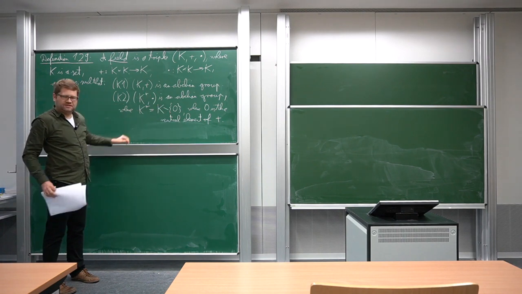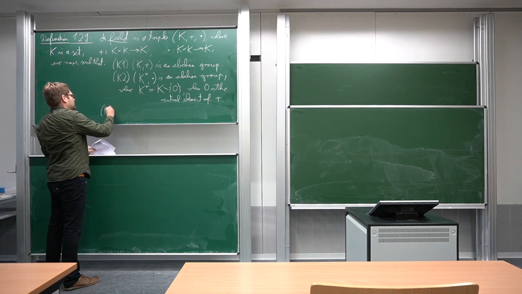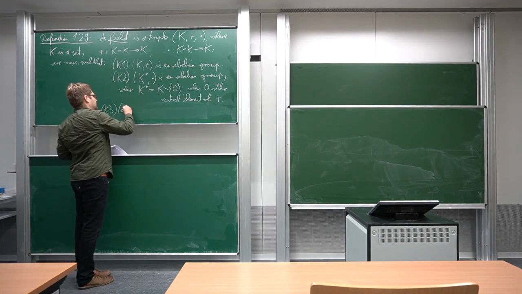So we have these nice computational properties. And the third part is now the interaction between these two. We want distributivity.